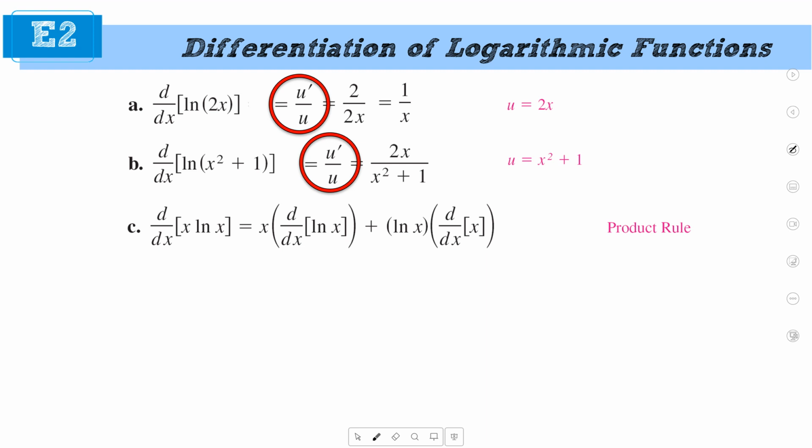What's the derivative of the natural log of x? 1 over x. Times x. 1 over x times x, so x over x, so it's 1. Okay, what's the derivative of x? 1. 1 times the natural log... 1 times the natural log is 1. That one. Good.